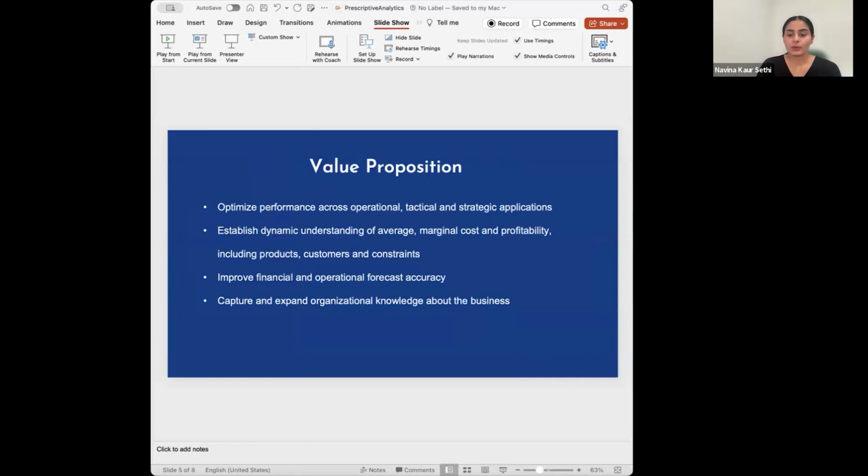What is the value proposition? It provides operational efficiency on the ground level, such as scheduling shifts for workers or adjusting machinery for efficiency. Or we have inventory management or marketing campaigns. So these things become very optimized and very profit making through the use of prescriptive analytics.